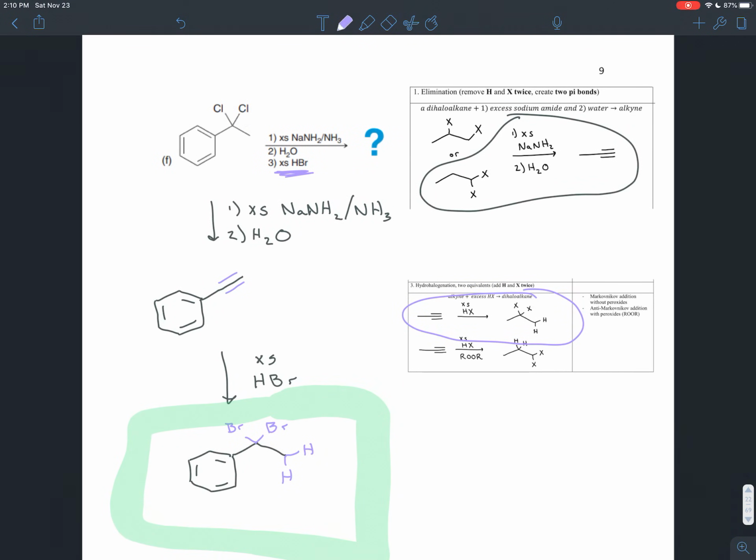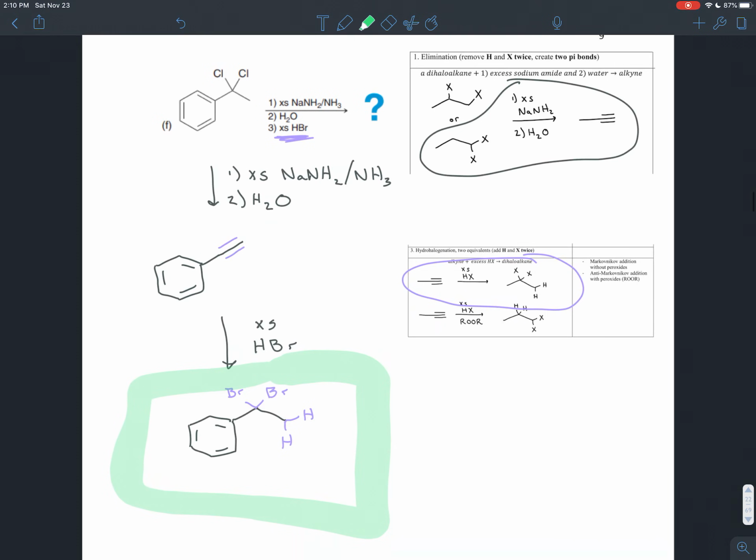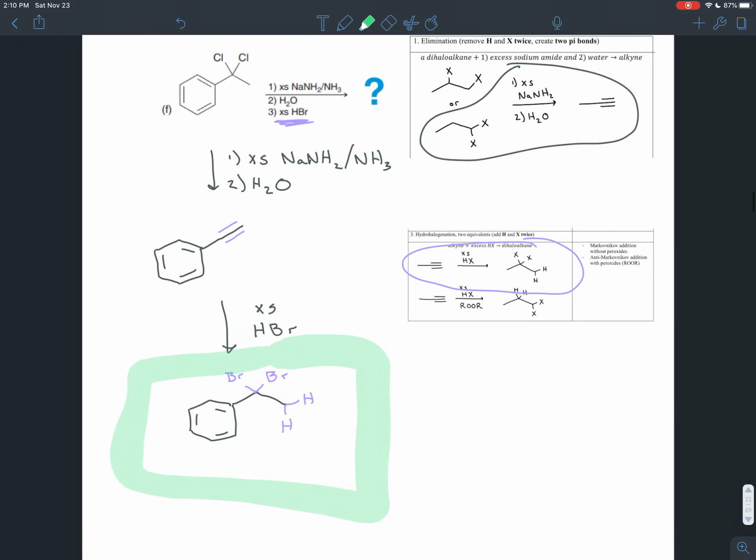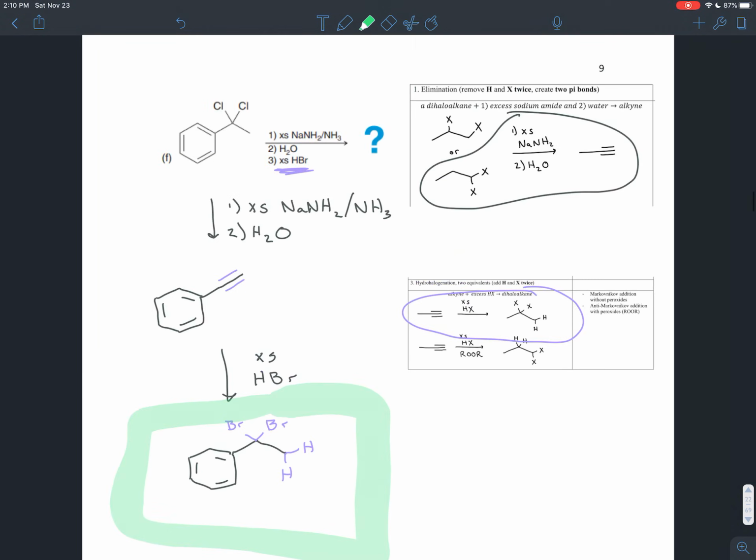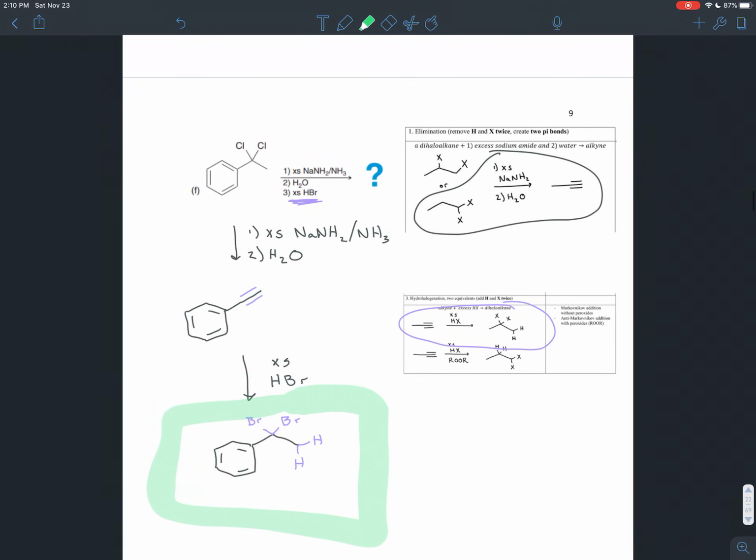Overall, and notice what we've done. We've replaced the chlorines here with bromines. That's our overall change. Notice how these two reactions, elimination and hydrohalogenation, reverse each other. So you can use elimination to create an alkyne, and you can use hydrohalogenation to turn the alkyne into a halo alkene or a dihalo alkane. Okay, so that hopefully gave you some practice with doing the elimination reactions to form alkynes, and then using hydrohalogenation to create haloalkenes or dihaloalkanes.